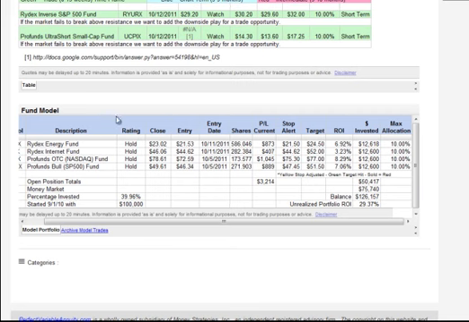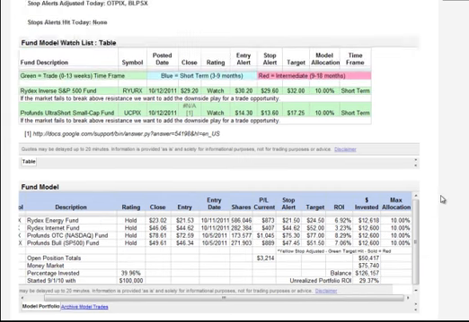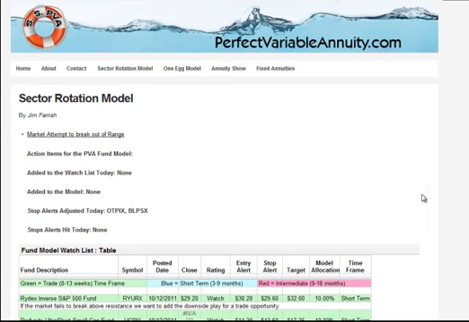And so this isn't something new that we just decided. We've actually been doing this by these model allocations for more than 5 years. But we decided to design a model. We launched the model over a year ago, and now we've actually decided that we should put these into the Perfect Variable Annuity website so that you have something that you can follow along with. And that's how the models are built.